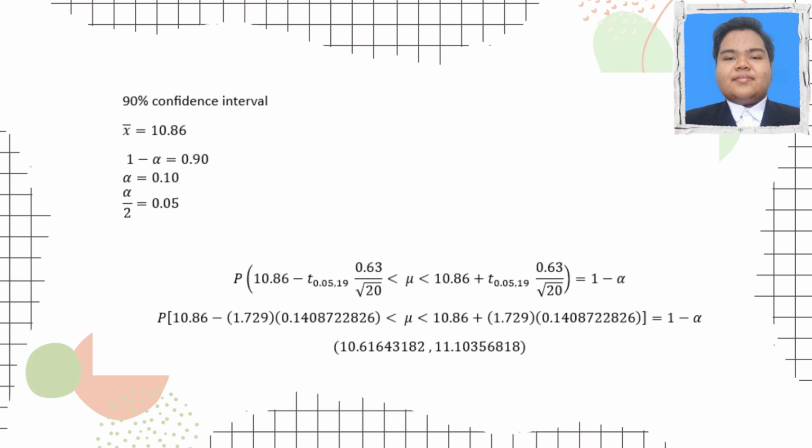Next, since the question asks to find the 90% confidence interval, we need to find the value of alpha. The formula to find the value of alpha is 1 minus alpha equal to 0.9. When we get the value of alpha, we need to enter the value in the equation that we got just now. After that, calculate the value of mean. Lastly, we will get the range of mean, which is 10.61643182 and 11.10356818.